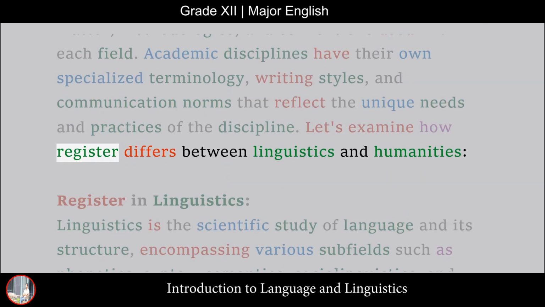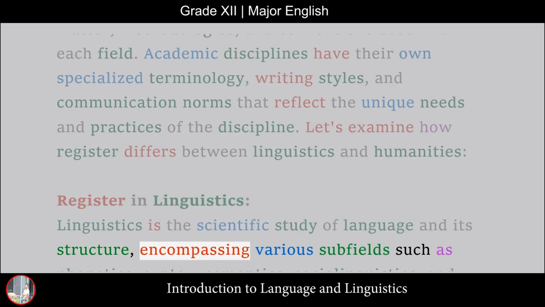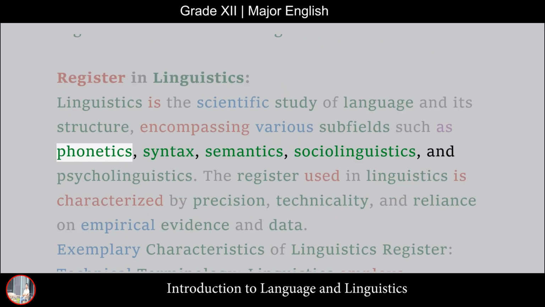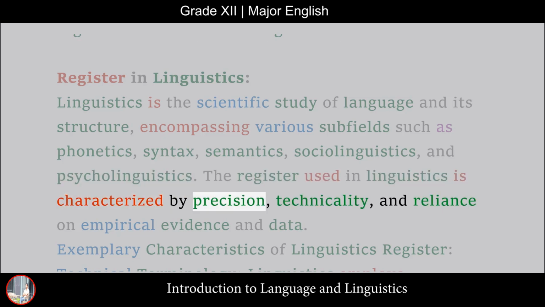Let's examine how register differs between linguistics and humanities. Register in linguistics. Linguistics is the scientific study of language and its structure, encompassing various subfields such as phonetics, syntax, semantics, sociolinguistics, and psycholinguistics. The register used in linguistics is characterized by precision, technicality, and reliance on empirical evidence and data. Exemplary characteristics of linguistics register.